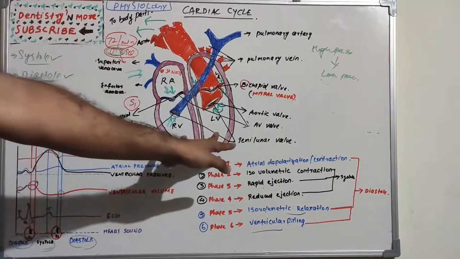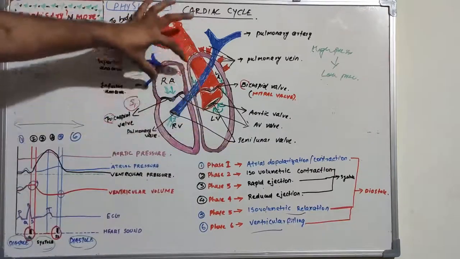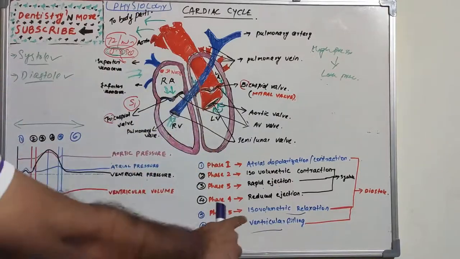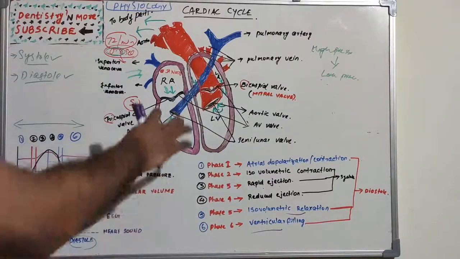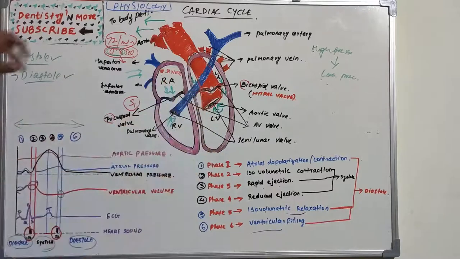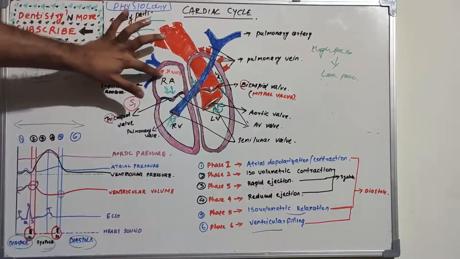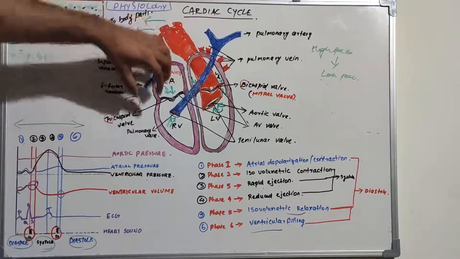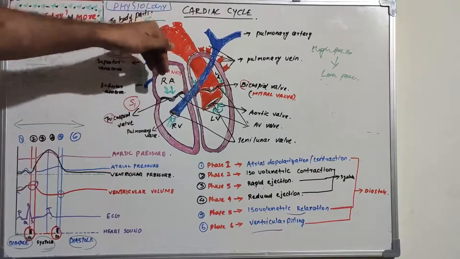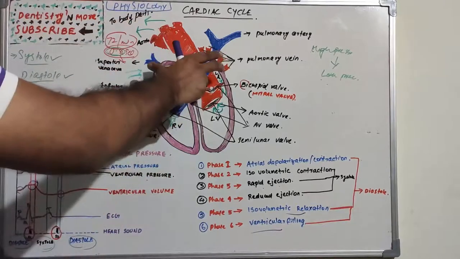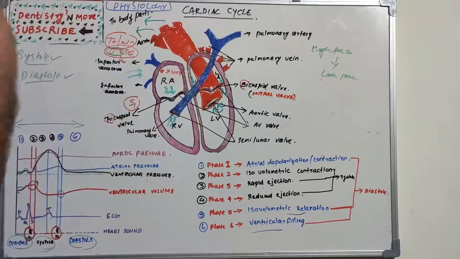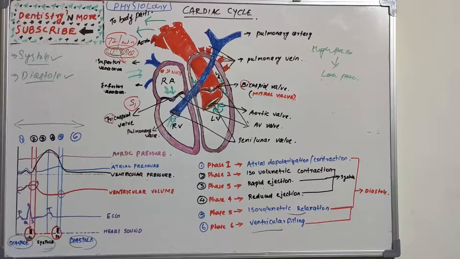Since pressure is low here, there will be passive flow of blood from the atrium to the ventricle, and the cycle repeats. Okay, so passive flow happens, and there will be again the activation of the SA node. So there will be atrial depolarization, blood will be moving from atrium to ventricle, and there will be contraction, pressure will be built up, the valves will open up, and the entire cycle will be repeated. So this is a cardiac cycle.